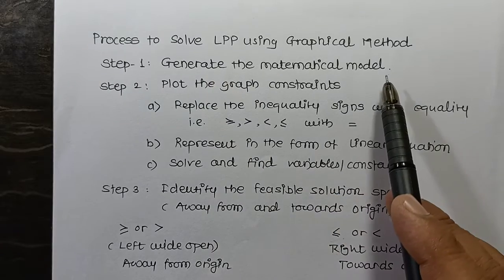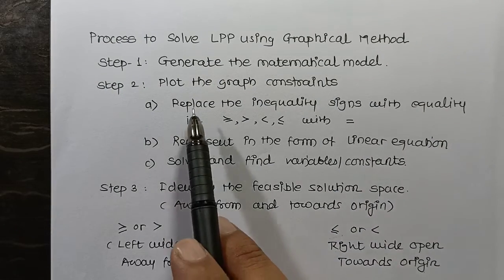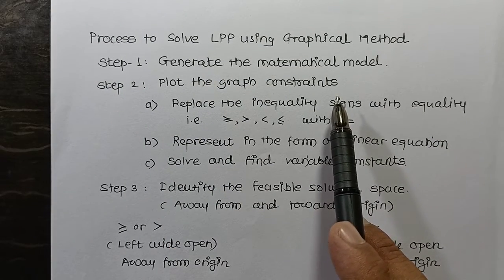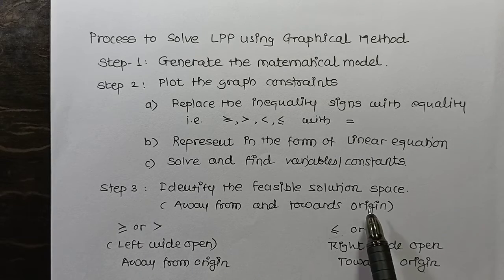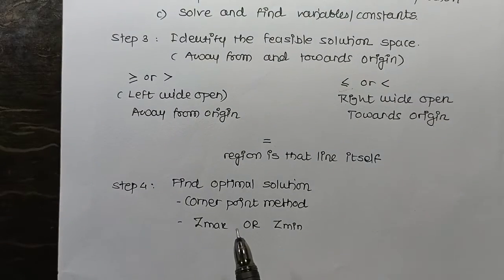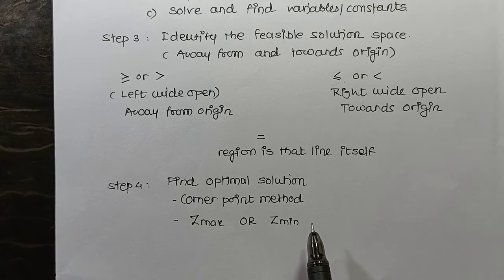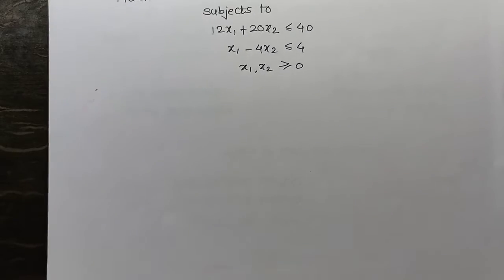We need to generate the mathematical model, plot the graph of the constraints, identify the feasible solutions, and using the corner point method find out whether it is a maximum optimal solution or a minimum optimal solution. So a problem is given here.